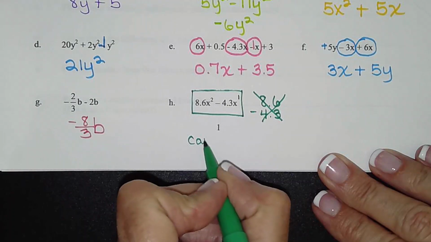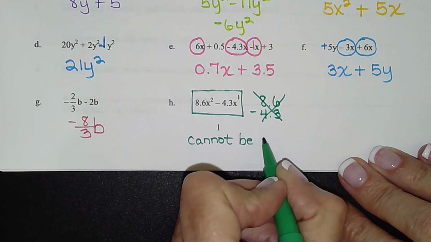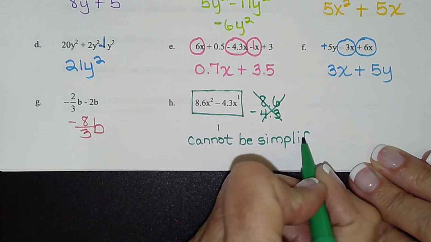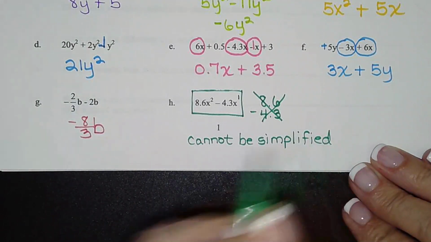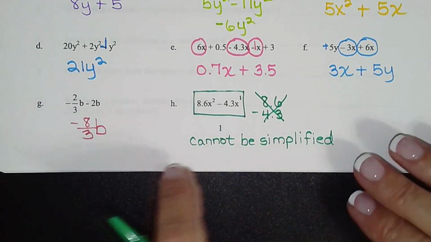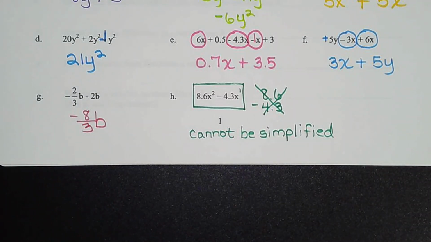Some computers will say, if the answer cannot be simplified, just write the problem. Some will have a button that says cannot be simplified. So just follow what the directions say.